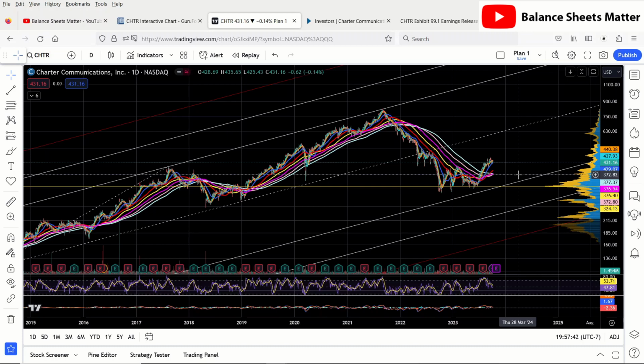But overall, I think Charter Communications is a good stock. A little bit of a rocky balance sheet, but they're a communications company. We can forgive that because everything else on the top line is growing really well, increasing their competitive moat.